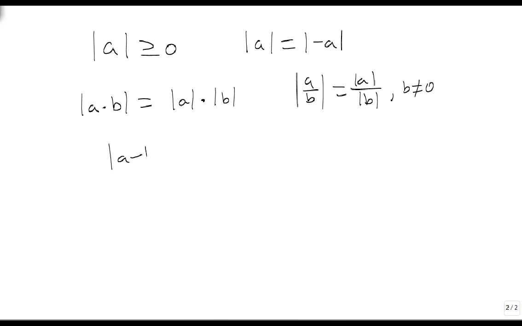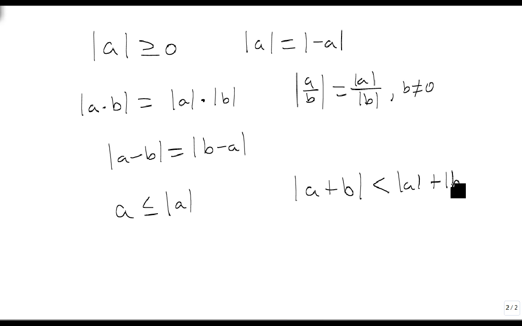We also get that the absolute value of a minus b is equal to the absolute value of b minus a. And we also know, related to this one up here, that a will always be less than or equal to the absolute value of a. And this last one, which is called the triangle inequality, says that the absolute value of a plus b will always be less than or equal to the absolute value of a plus the absolute value of b. So if I take the absolute values separately, that will always be greater than or equal to the absolute value of a plus b.